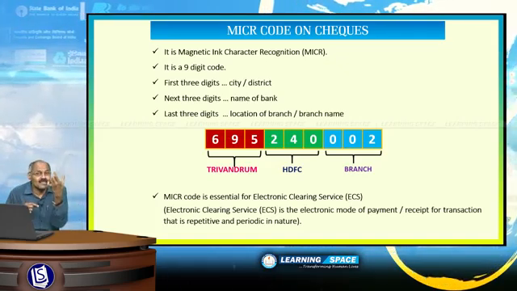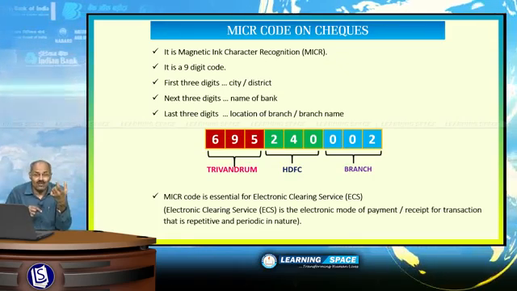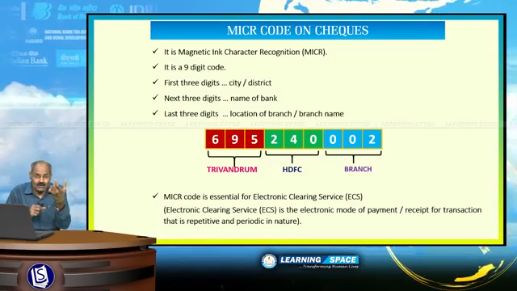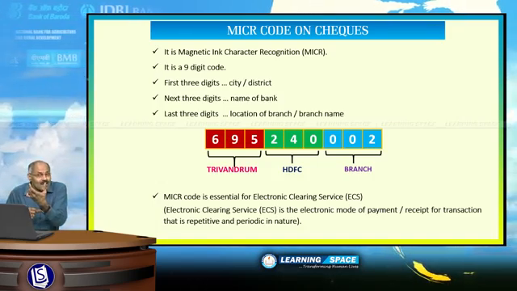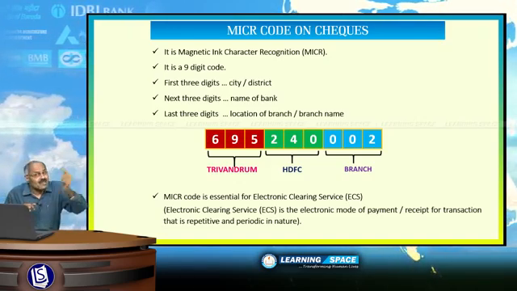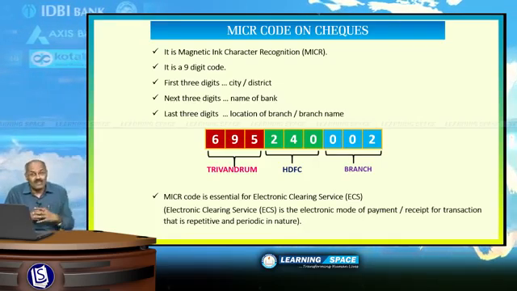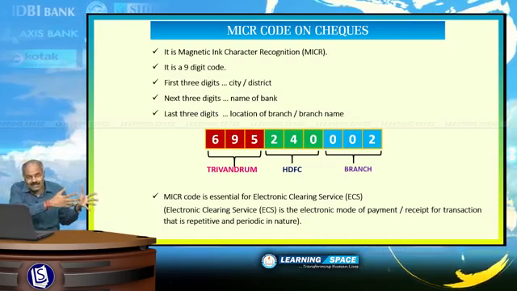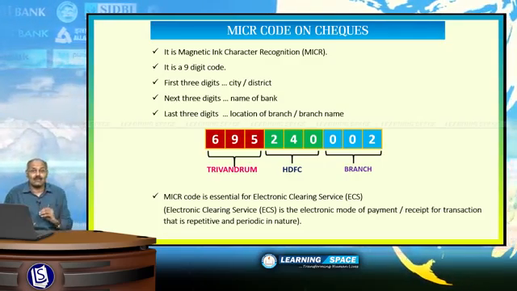First 3 digits represent city or district. If you take Trivandrum, it is 695. Normally the PIN code will be there for the first 3 digits. Trivandrum 695. Next 3 digits represent the name of the bank and last 3 digits represent branch. And MICR code is a must for check transactions, and IFSC is a must for NEFT and RTGS transactions. Please don't forget. And MICR is magnetic ink character recognition.